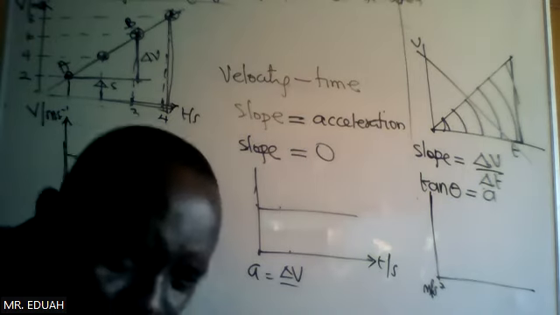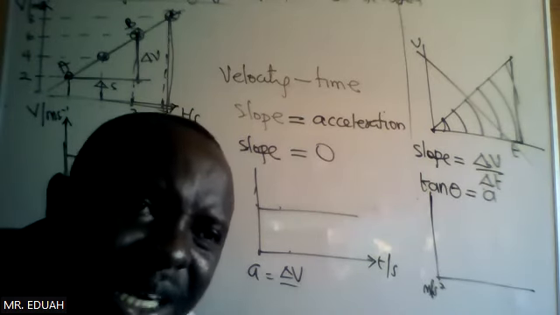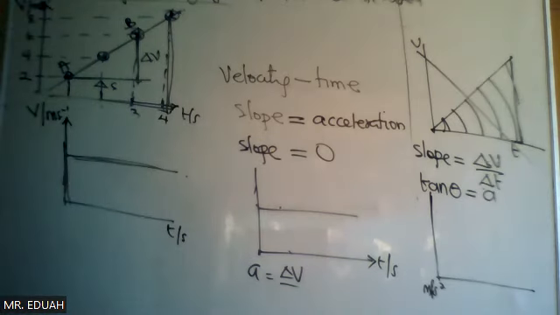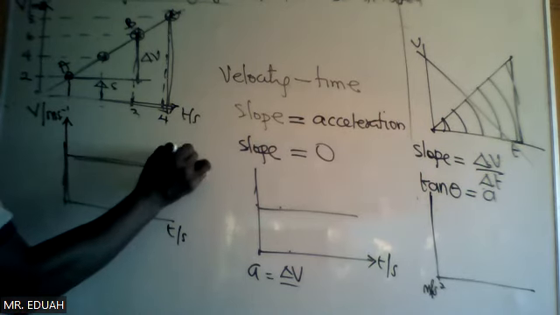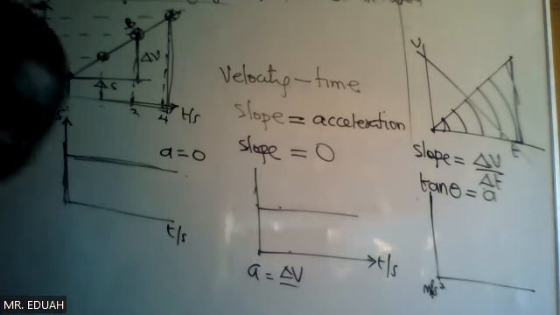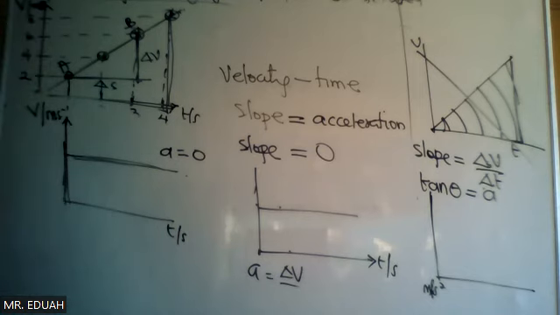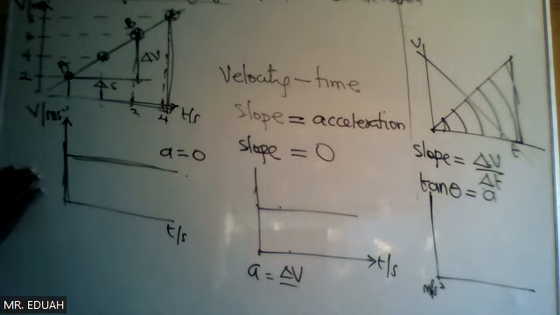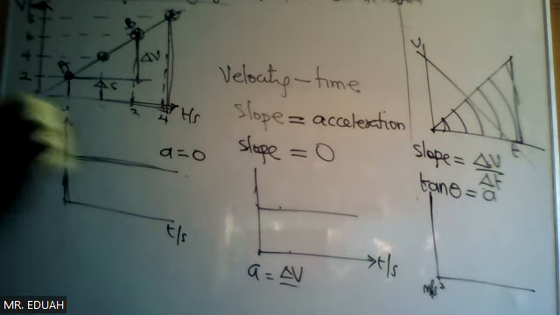No, it's in motion, but the body's velocity or speed is not changing. So this is a graph of zero acceleration, or the body is moving with a constant velocity. So you must look at the kind of graph, whether it is a velocity time graph or a displacement time graph. I'm giving you another one.